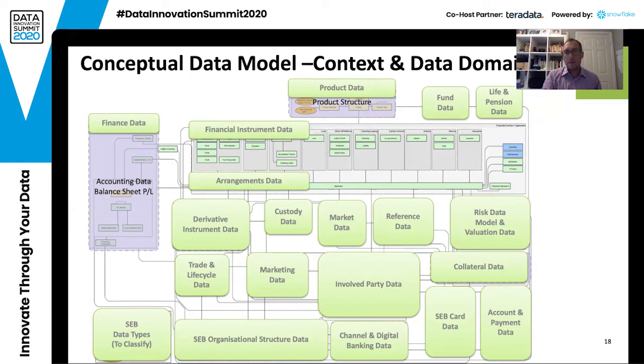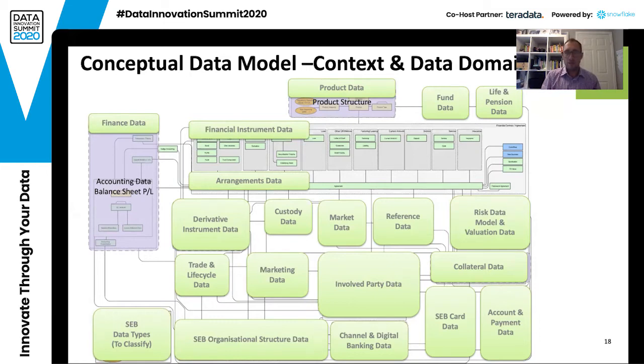And on the left-hand side, you have the financial data, which is your accounting, your balance sheet, your P&L. The bottom half of the conceptual model is your customer-facing data, so your channels of how we interact with customers, and the organization within an organization, of how we structure the data.